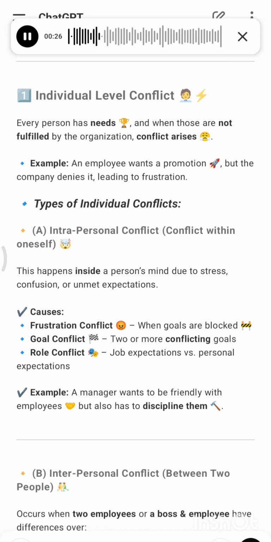Types of individual conflicts. A. Intrapersonal conflict. Conflict within oneself. This happens inside a person's mind due to stress, confusion, or unmet expectations. Causes. Frustration conflict, when goals are blocked. Goal conflict, two or more conflicting goals. Role conflict, job expectations versus personal expectations. Example, a manager wants to be friendly with employees, but also has to discipline them.